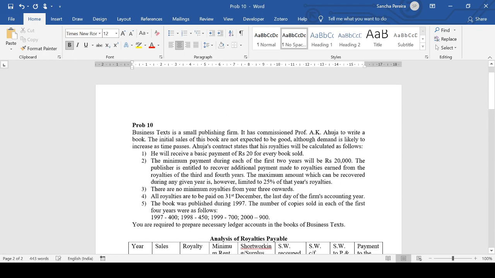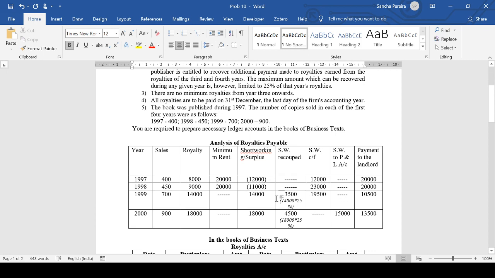The only difficulty in problem 10 was this, that only 25% of the royalties could be recouped. So not the entire surplus, but only 25% of that year's royalty.